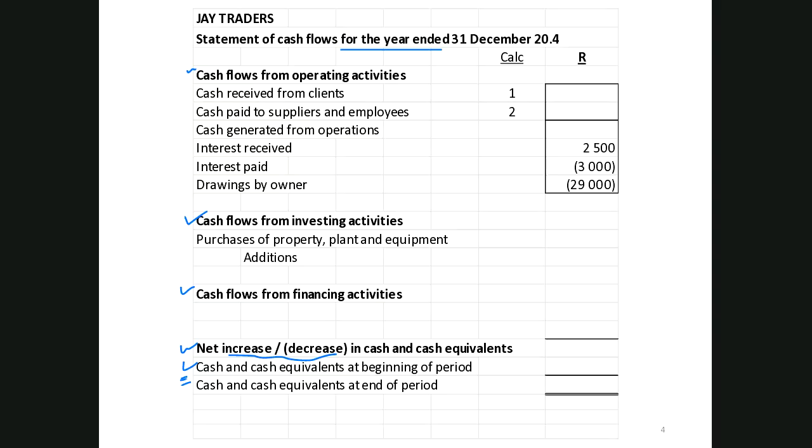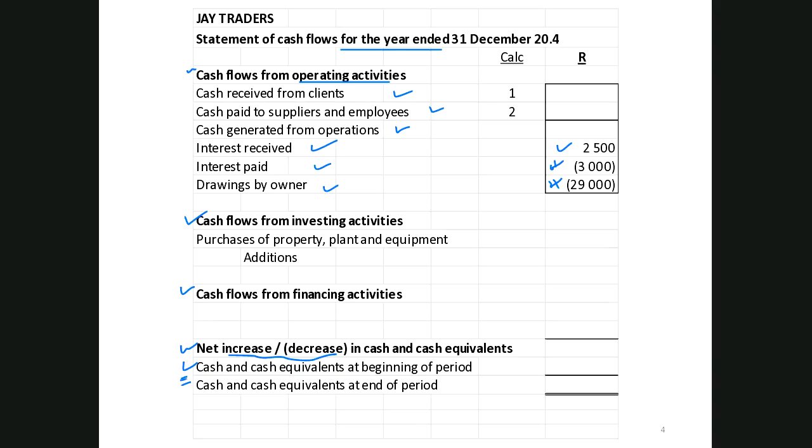In this question, under the operating activities, you always start with cash received from clients and cash paid to suppliers and employees, and the difference is the cash generated from operations. We saw in the question that there was interest received and interest paid, and those amounts we actually already can get straight from the question. So we put them in and you start scoring some marks. Drawings by the owner also was given to us in the statement of changes in equity, so we can put that in. Please notice the payment and the drawings by the owner are outflows of cash.